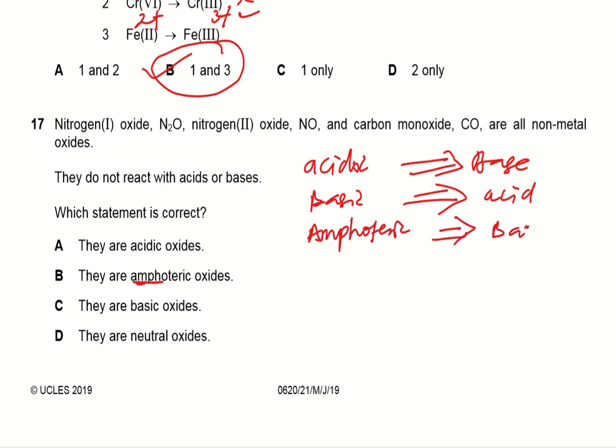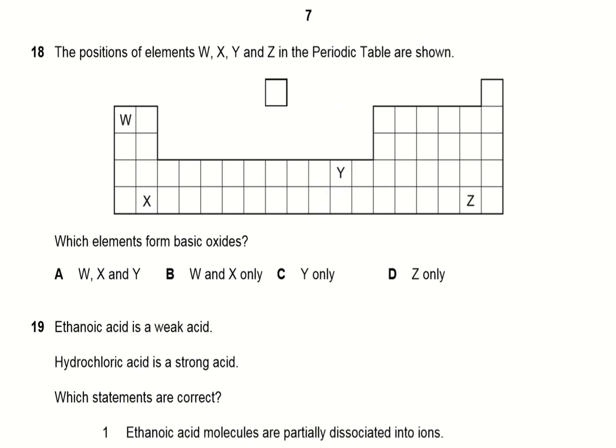base and what? And acid. Okay, so a neutral oxide will react with none. Okay, so the correct option here is D. Now, moving to the periodic table question.